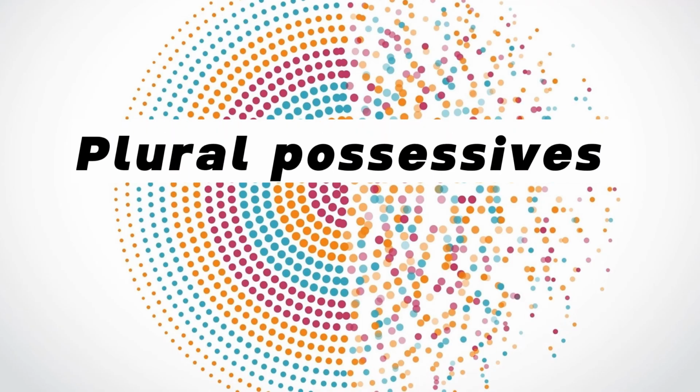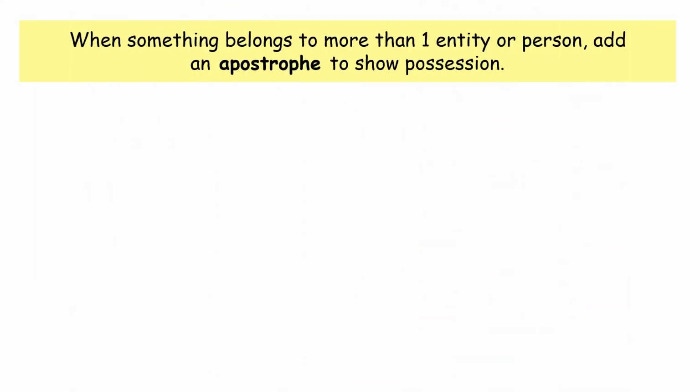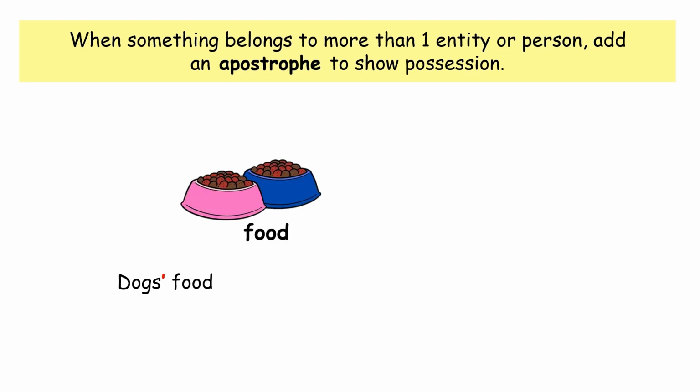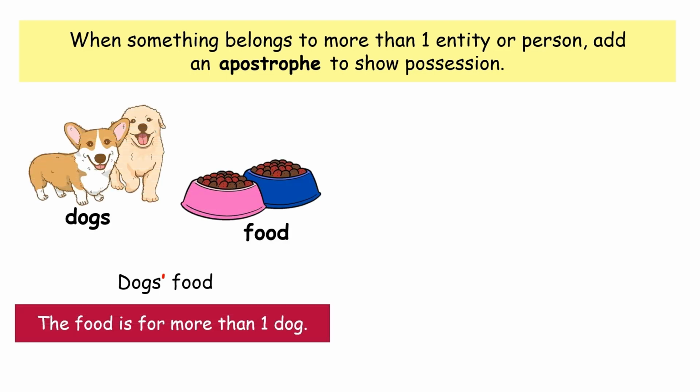Now let's look at plural possessives. When something belongs to more than one entity or a person, you add an apostrophe to show possession, like this. Dogs' food. This tells us that the food belongs to more than one dog. As we can see, the noun dogs is already in plural, so we don't have to add an S at the end of the noun dogs because it is already plural. We just add an apostrophe to show that the food is for more than one dog.